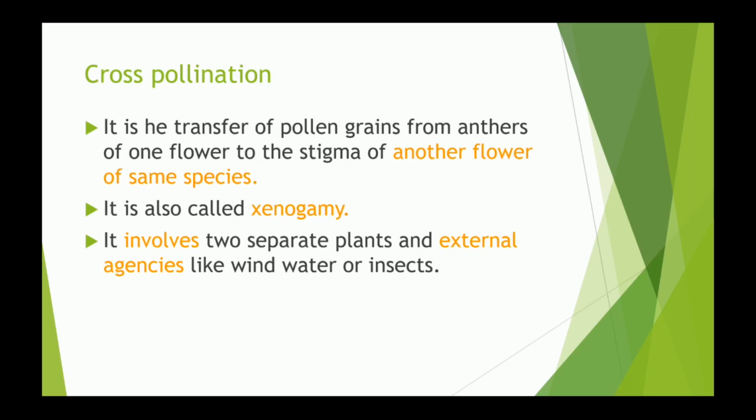As I told you, it involves two separate plants, and it also needs external agencies. External agency means pollinators. Examples are wind, water, insects, birds, human beings, all are external agencies.